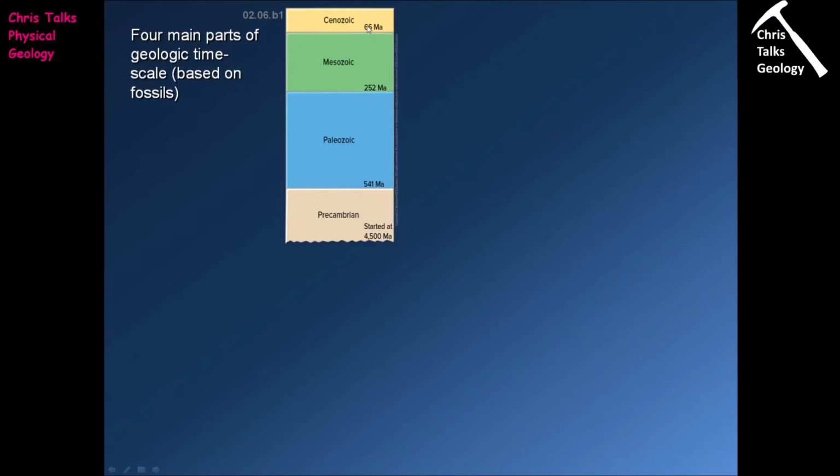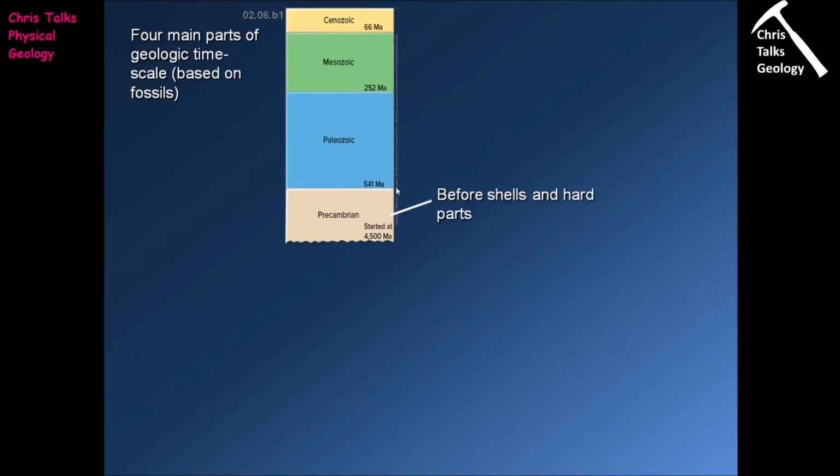We look for these major changes in life, and we use them to define boundaries in the geologic timescale, because the great thing about fossils is if you select the right fossil, it can be extremely widespread. So you can find it in Europe, you can find it in Asia, you can find it in Africa, you can find it in Australia, for instance. And so you can use that fossil to essentially help date rocks from completely different continents. It's a very powerful tool.